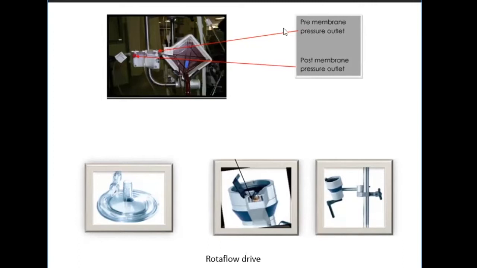There are two systems. One is the pre-membrane pressure outlet, where you can measure the pre-membrane pressure, and the other is the post-membrane pressure. We'll come to know in later slides what the importance of pre-membrane and post-membrane pressure is. This is a centrifugal pump. In the initial days of ECMO, people used a roller pump. You must have seen a roller pump in the CRRT machine. So the pump used in the CRRT machine is a roller pump, and here this is the centrifugal pump, and there are fewer complications with the centrifugal pump. This is a typical centrifugal pump, which we call a rotaflow drive. Again, the hand crank I have already explained to you.